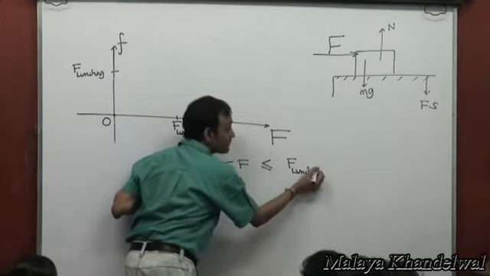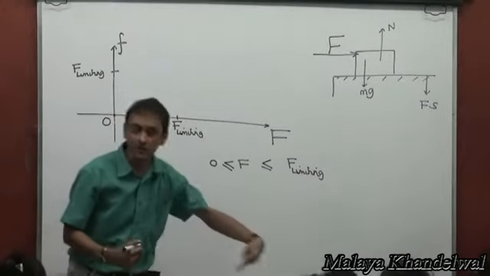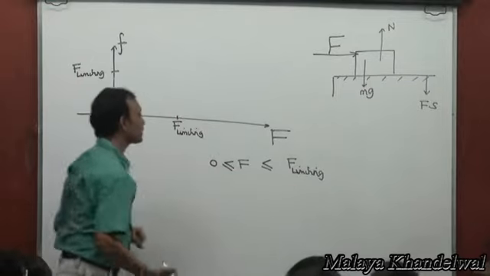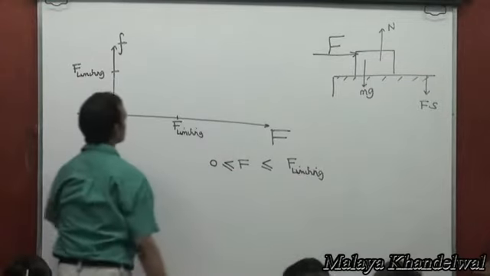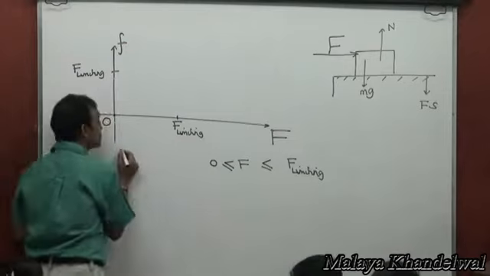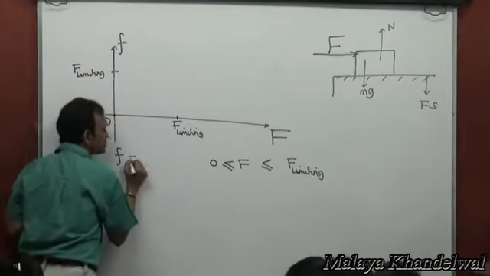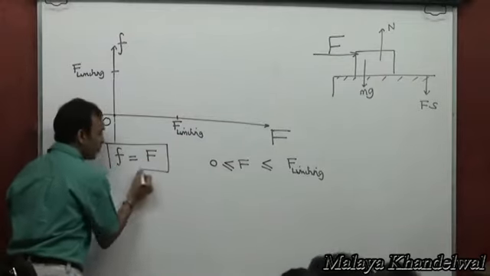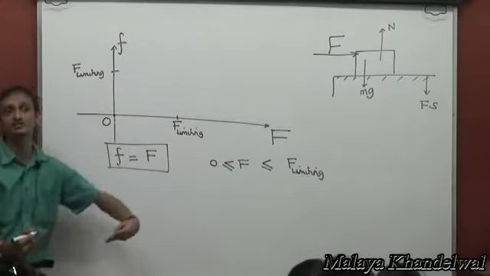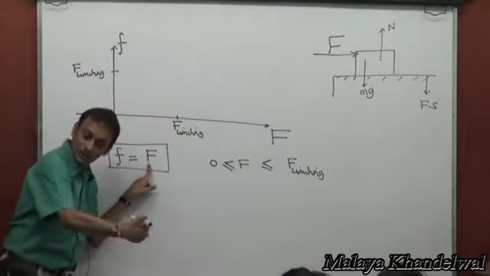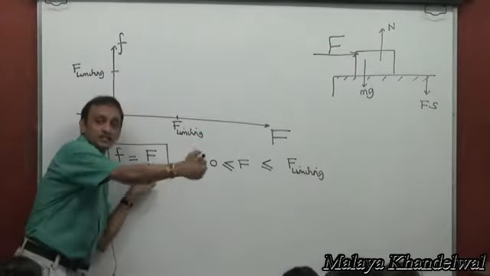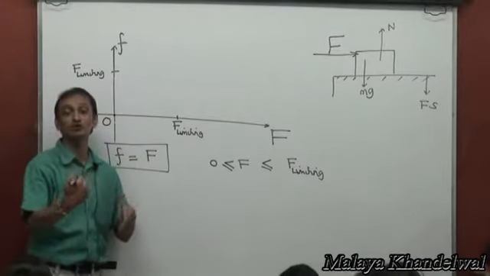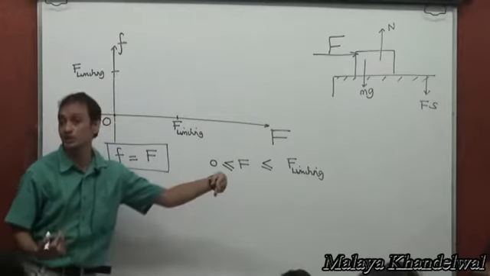where F limiting would be a fixed number, and we'll very shortly learn how to compute this reference number F limiting. When capital F varies from 0 to F limiting, small f at each instant will be equal to capital F. Small f, the frictional force that's preventing relative motion, would match the externally applied force from instant to instant, thereby preventing relative motion and maintaining static conditions between the body and the surface.